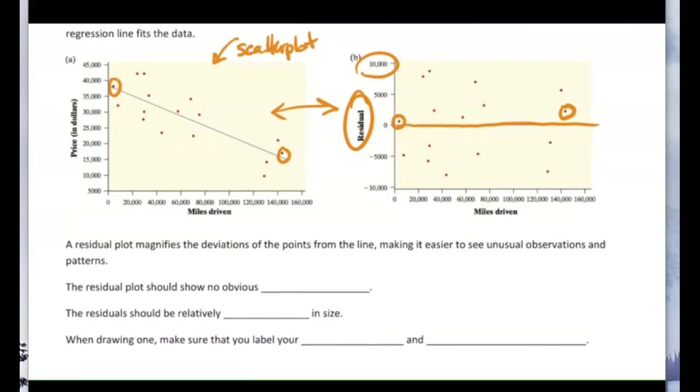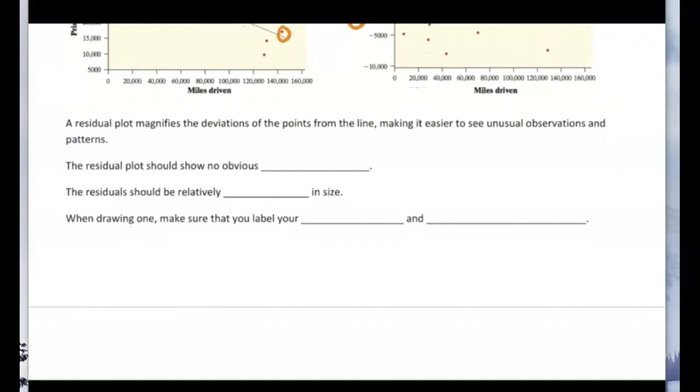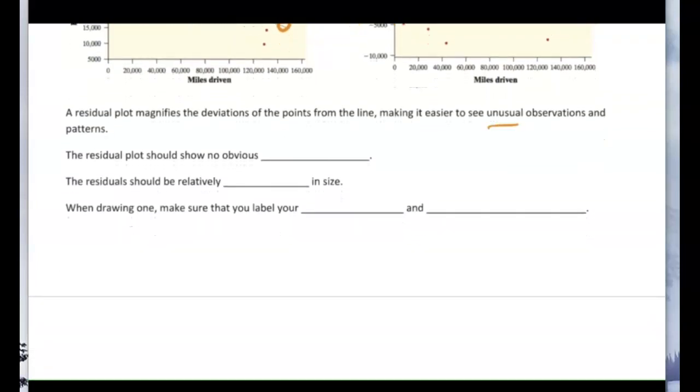So what are we looking for? A good residual plot, because a good residual plot will tell me if this is a good fit for my line, for my data as well. So a residual plot magnifies the deviations of the points from the line, making it easier to see unusual observations and patterns. So a residual plot should show no obvious pattern.